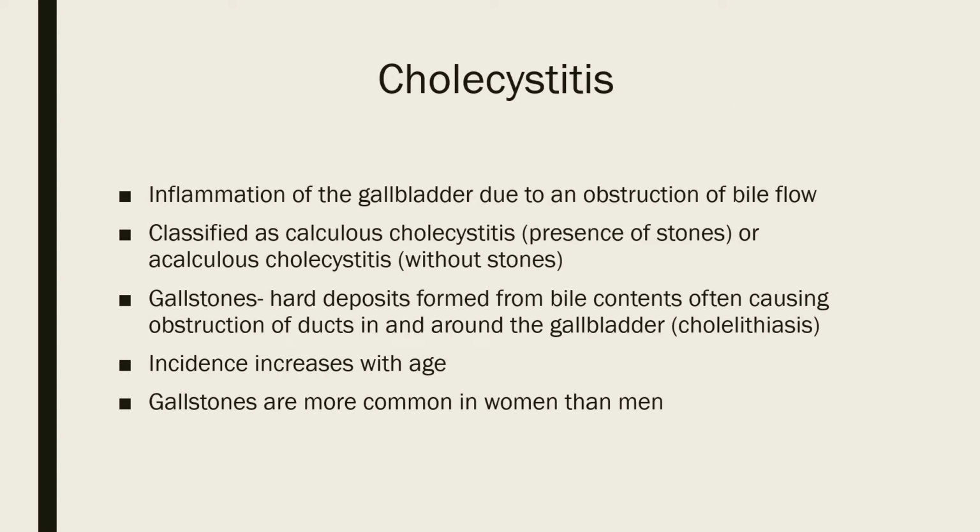So we're going to start with cholecystitis. Cholecystitis is an inflammation of the gallbladder due to the obstruction of bile flow. So because it's inflamed, we've made it angry. We've done something to piss off the gallbladder. Or there may be some sort of obstruction like a stone.